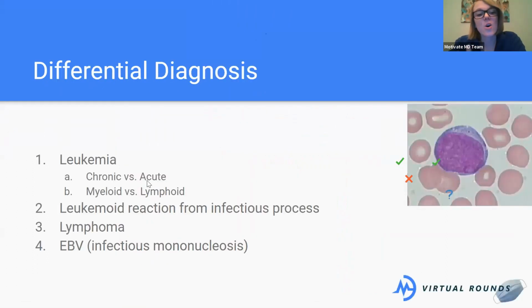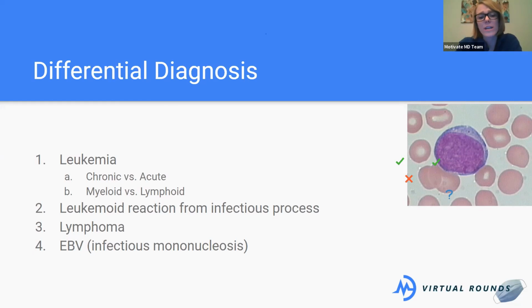Okay, so things that we want to consider for our differential diagnosis. Certainly we want to have leukemia at the top of our differential diagnosis. We know that there are a lot of abnormal cells in our differential, and the things that we want to consider are chronic versus acute leukemia and myeloid versus lymphoid leukemia. We're going to talk about those a little bit more down the road, so don't be too alarmed if you're not sure what those terms mean right this second.